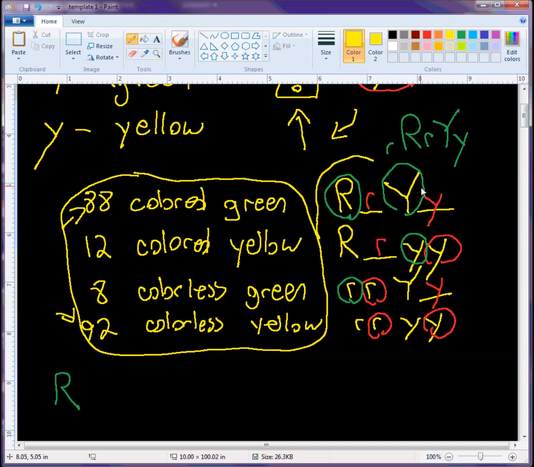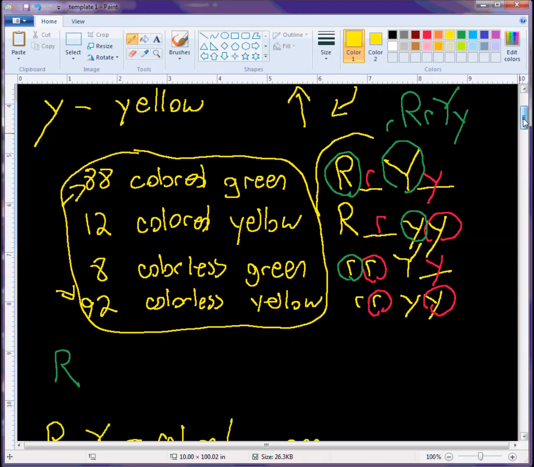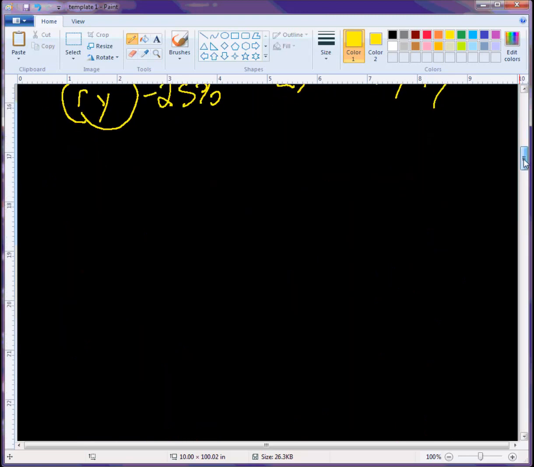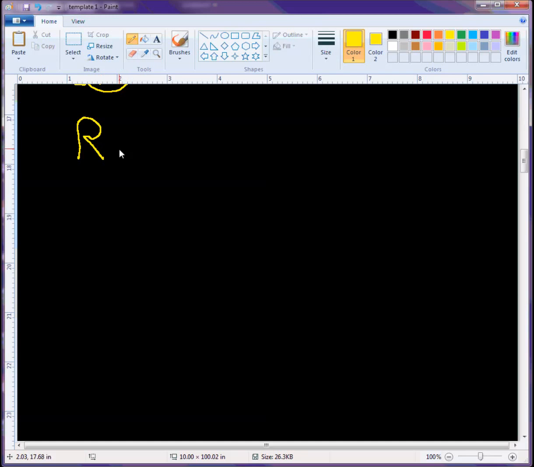So I want to erase something. I'm not really sure which thing to erase to make this easiest to show the solution. Okay, so maybe the best thing to do is for me to scroll down here and reiterate that we know the genotype of the unknown plant is big R, big Y, little y, and we know the genes are linked.